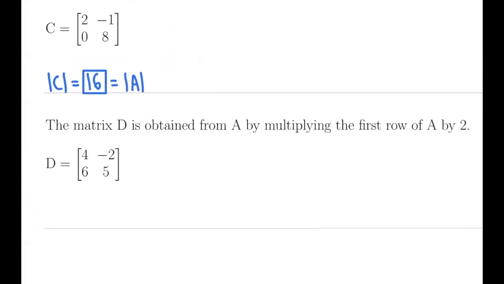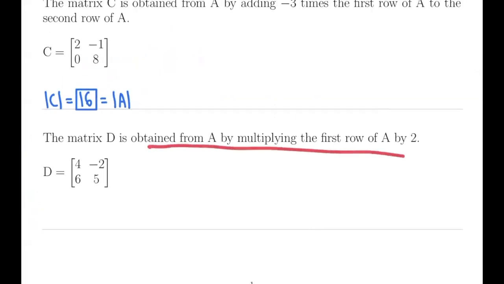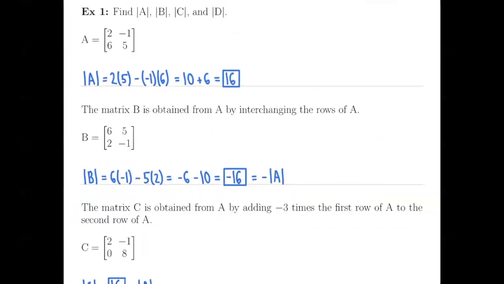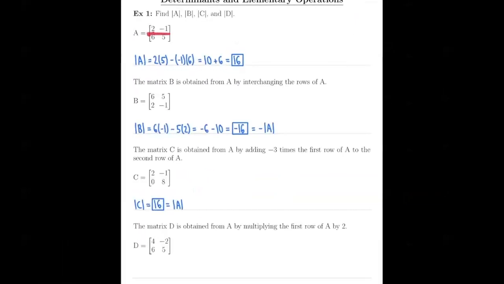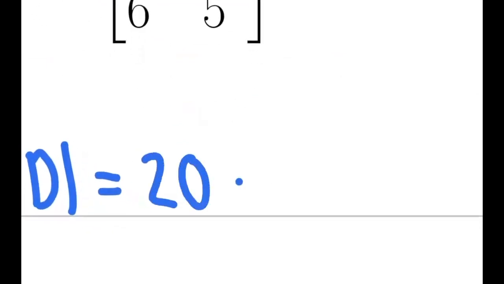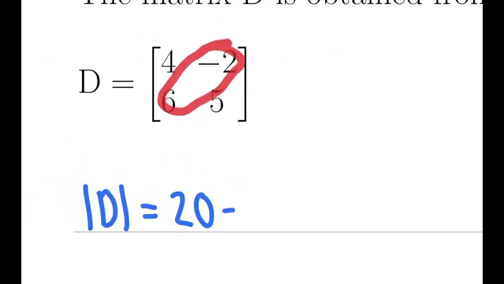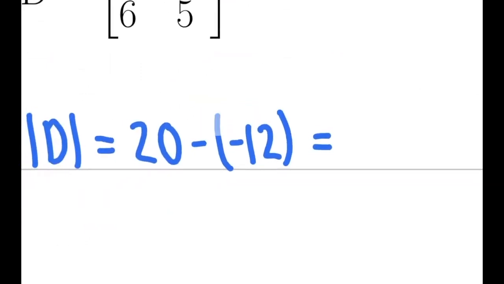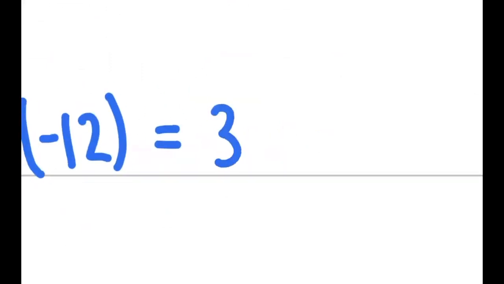Matrix D is obtained from A by multiplying the first row of A by 2. You can see the first row of A is 2, -1, and the first row of D is double that. It's 4, -2. So let's find the determinant of D. It's going to be 4 times 5, so that's 20, minus 6 times -2, which is -12. That double negative becomes a positive, so 20 plus 12, that's 32.